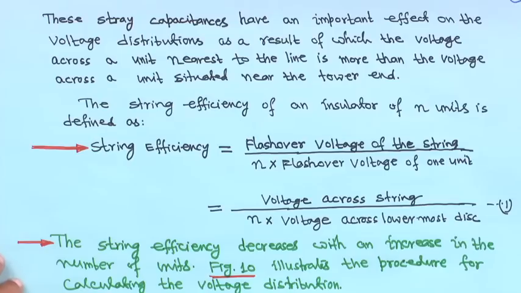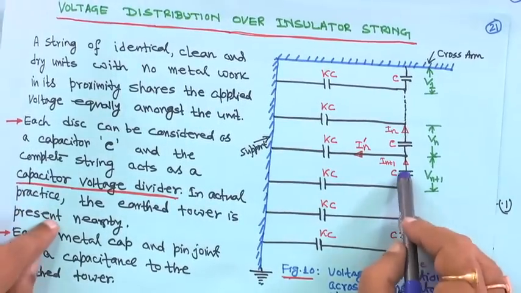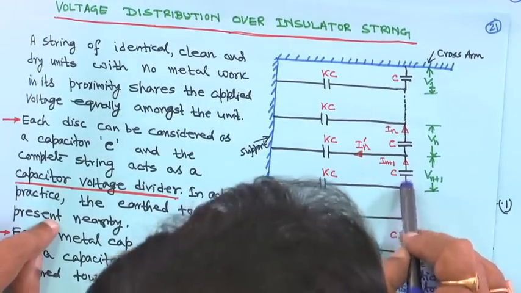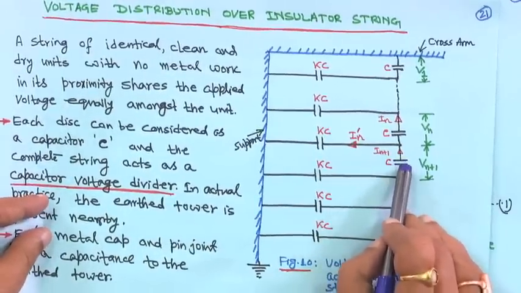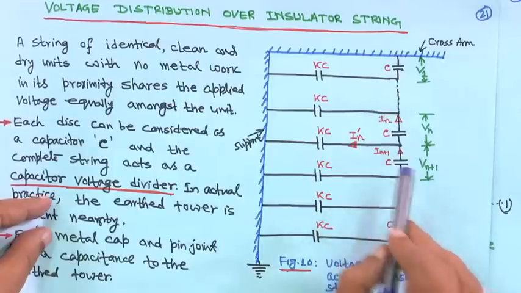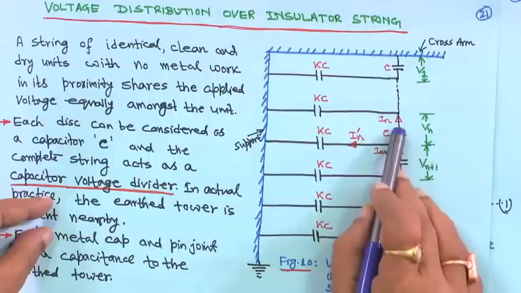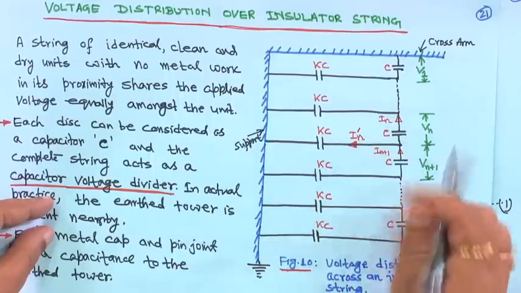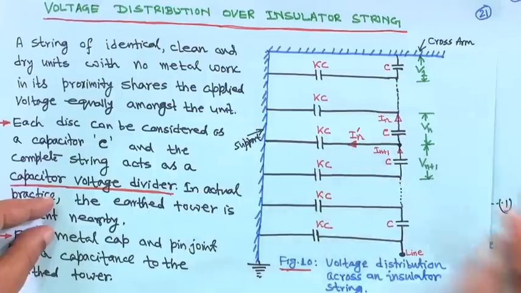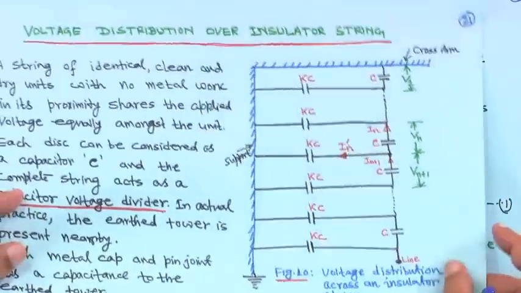Then figure 10 illustrates the procedure for calculating the voltage distribution. So, this is your figure 10. In this case, suppose this is the current in the n plus 1 capacitance unit, right. Current is I n plus 1 and part of the current is going to the earth, say I n dash, and here the nth disk current is I n. So, if you apply Kirchhoff's first law at this point, then I n plus 1 will be equal to I n plus I n dash, right.